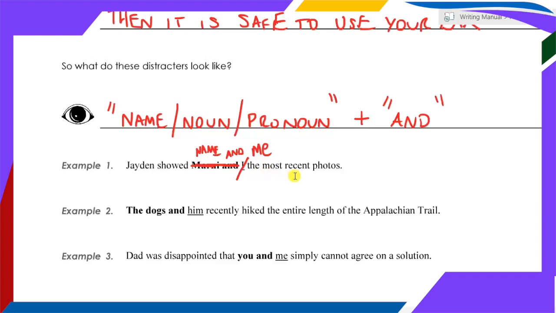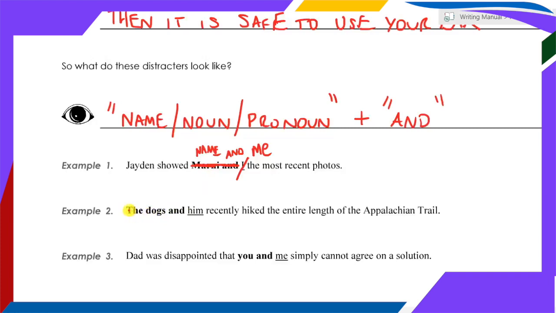The pronoun form I, which is the subject pronoun, is not appropriate here. We need the object pronoun me. Jaden showed me the most recent photos, not Jaden showed I. So again, we crossed off the name and distractor. We read the sentence without the name and distractor, and the correct pronoun form became pretty obvious.